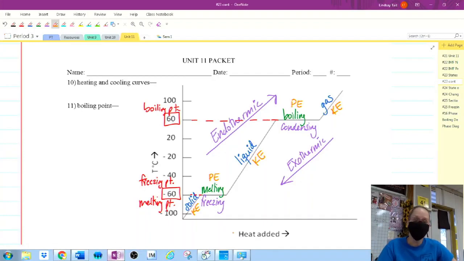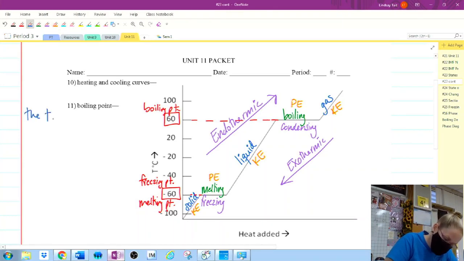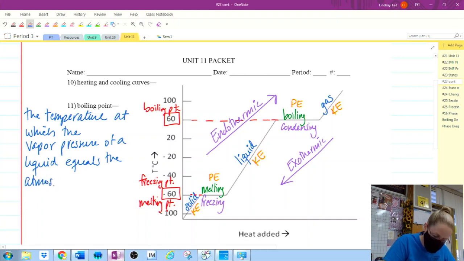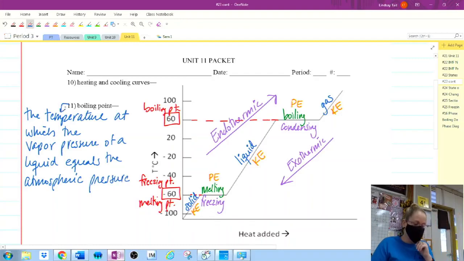So let's get a real definition for boiling here. The boiling point is the temperature at which the vapor pressure of a liquid equals the atmospheric pressure.